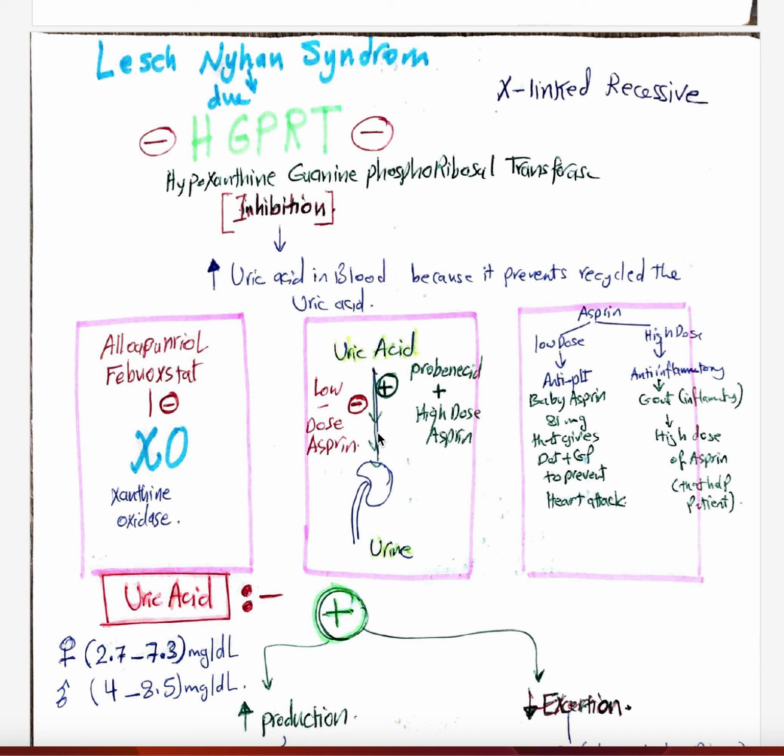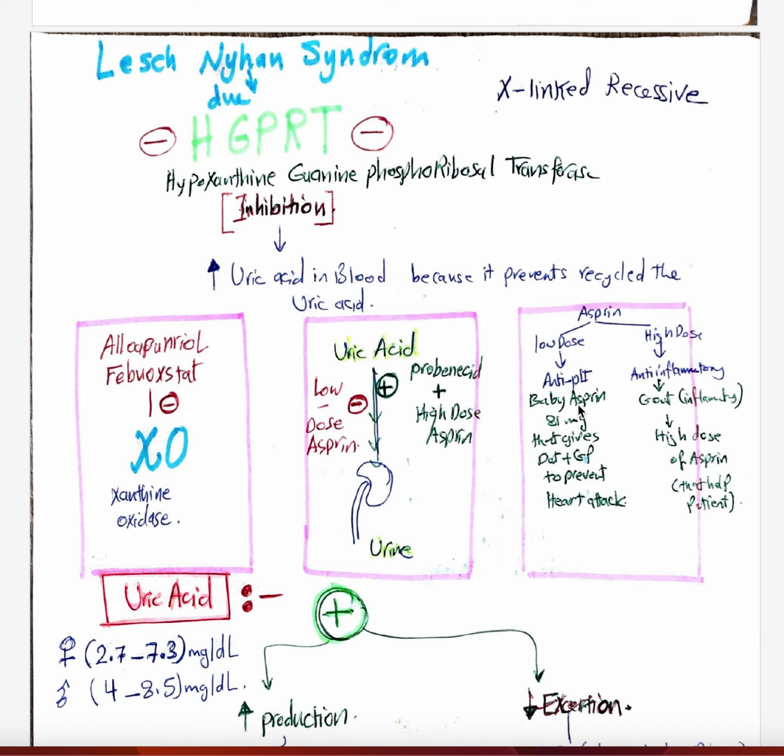So that's so important to maintain the dose of the aspirin, okay? Because if we give the patient a low dose and he has Lesch-Nyhan syndrome, then it will lead to a reverse reaction that we don't want. So the low dose of the aspirin, we actually use as an anti-platelet aggregation, like baby aspirin.